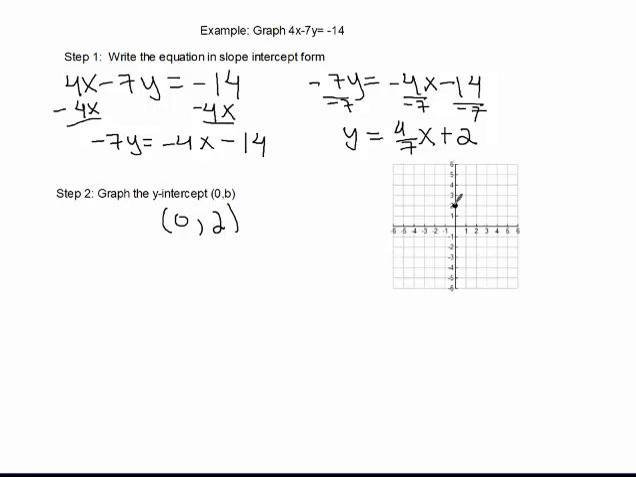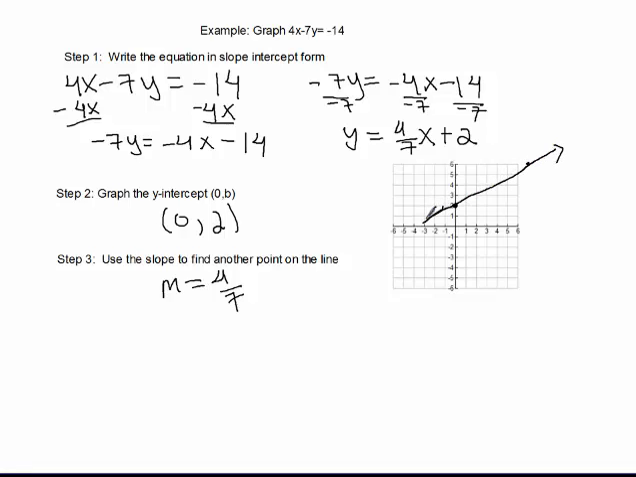Like I said, you start from this point and use the slope, which was 4 over 7. From this point, I go up 4, or rise 4, 1, 2, 3, 4, and then over 7, 1, 2, 3, 4, 5, 6, and 7 would be here. And you can see I have my line going through these 2 points. All right, so that's how you graph using the slope-intercept form.